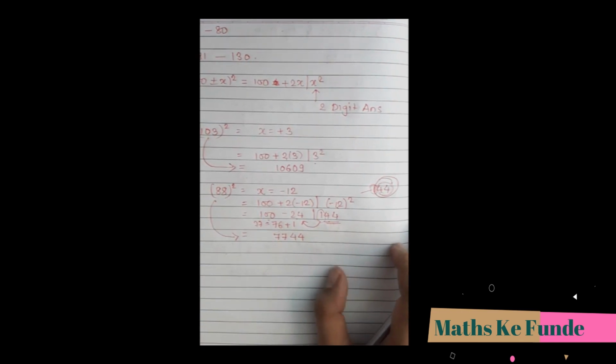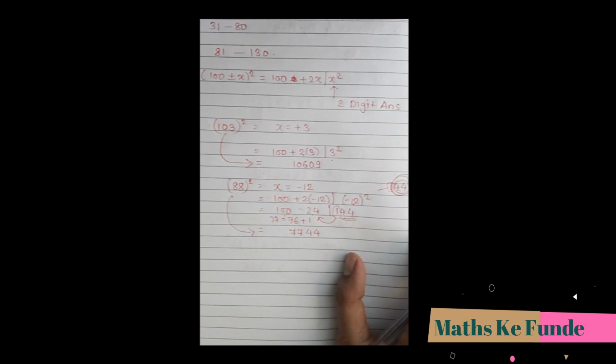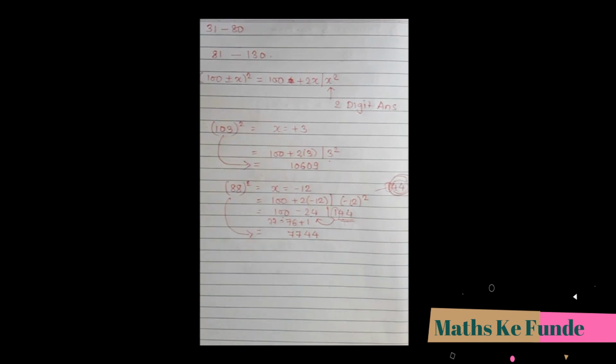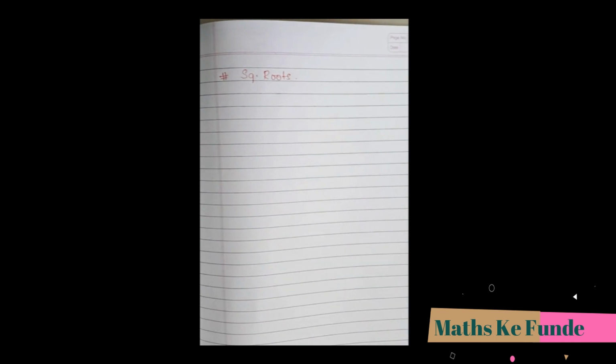I have taken an example wherein the x value gives you a 3-digit answer, so I hope you have understood. So guys, I think this squares section is pretty much clear. Let's not waste time and move on to square roots.